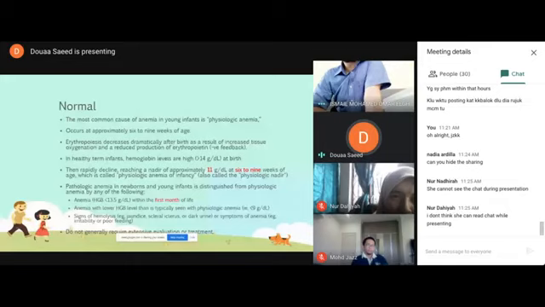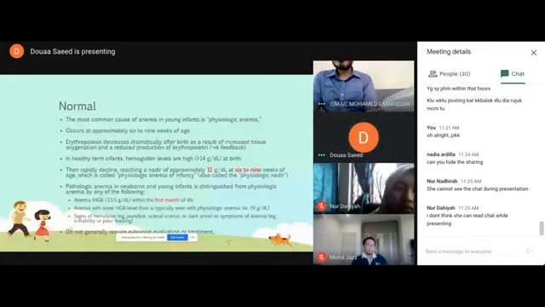Everybody clear on this before we move on? Sorry, what's nadir? It's a physiological decrease in hemoglobin. You can call it physiological anemia or nadir. Oh, physiological anemia or nadir. Okay.